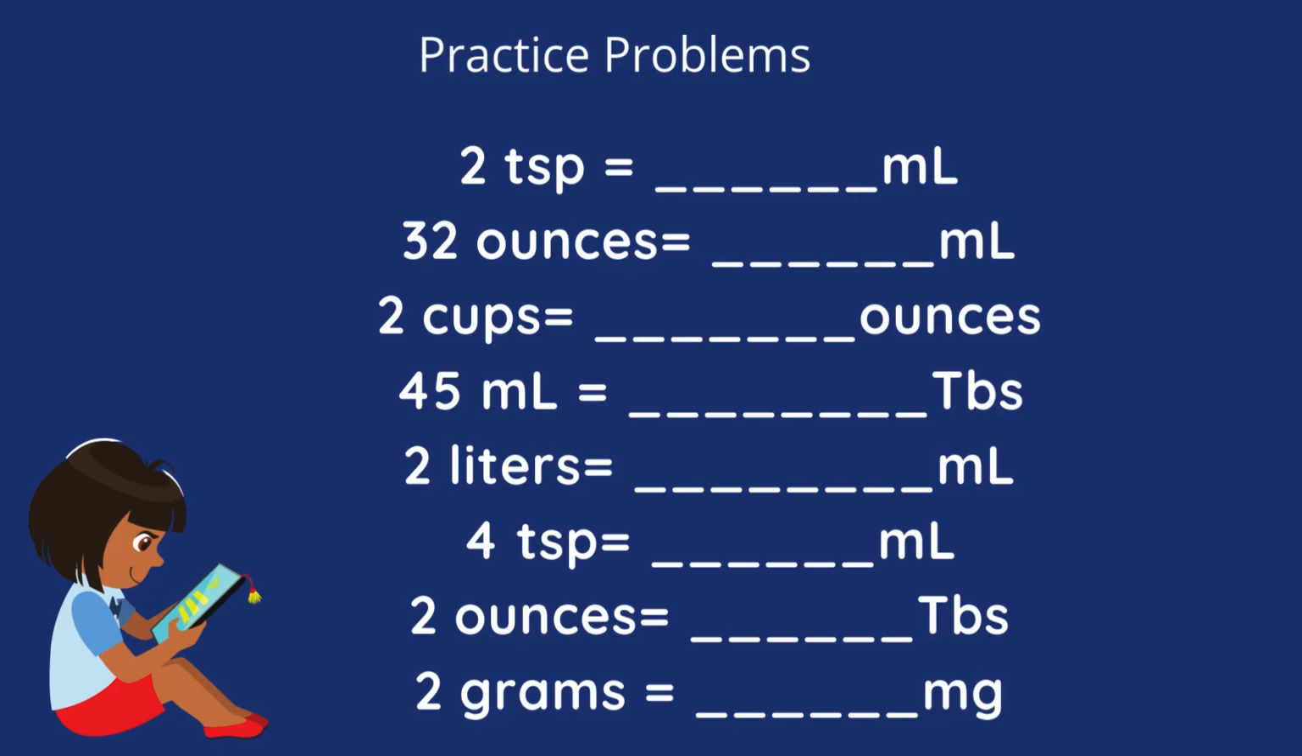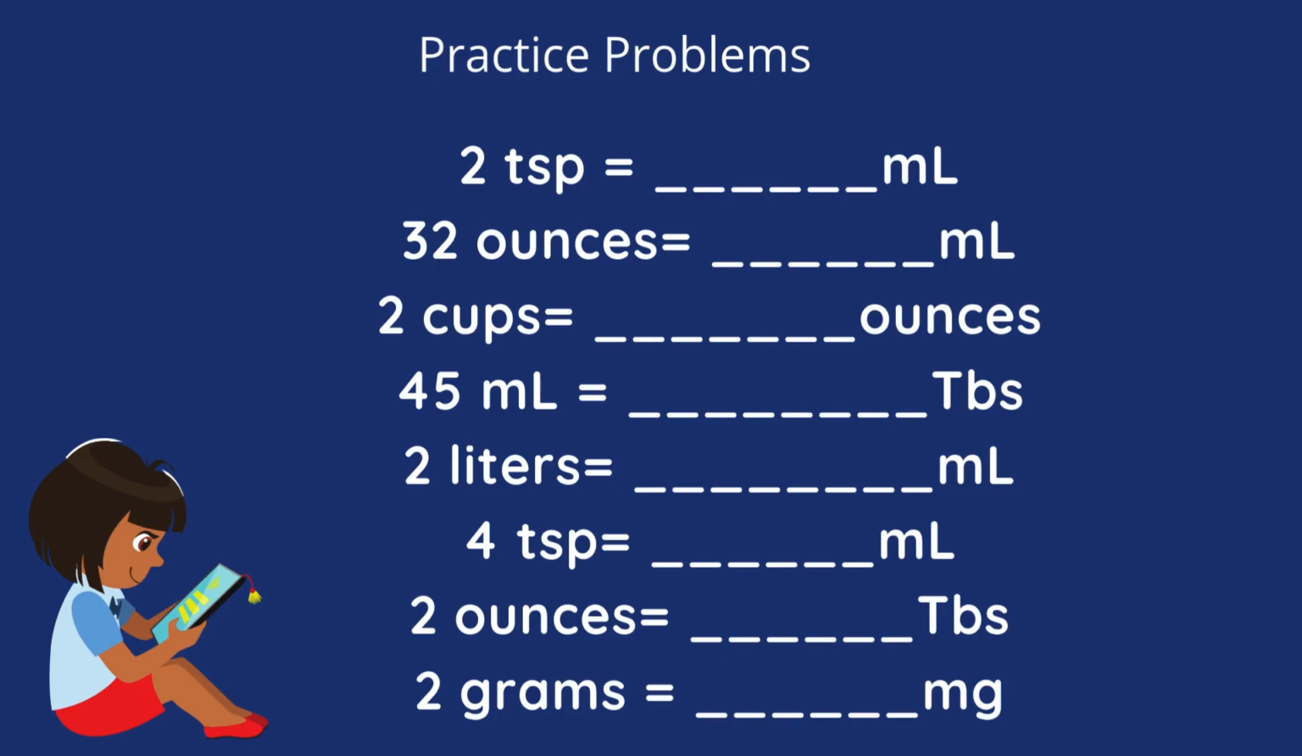The next one is 2 cups. We know that each cup equals 8 ounces. So I have 8 ounces. So 8 times 2 would be 16 ounces. So that's how many ounces your patient would have.